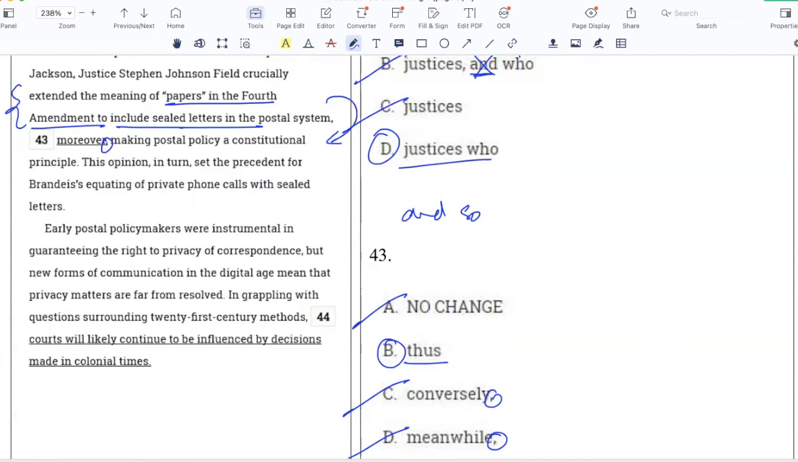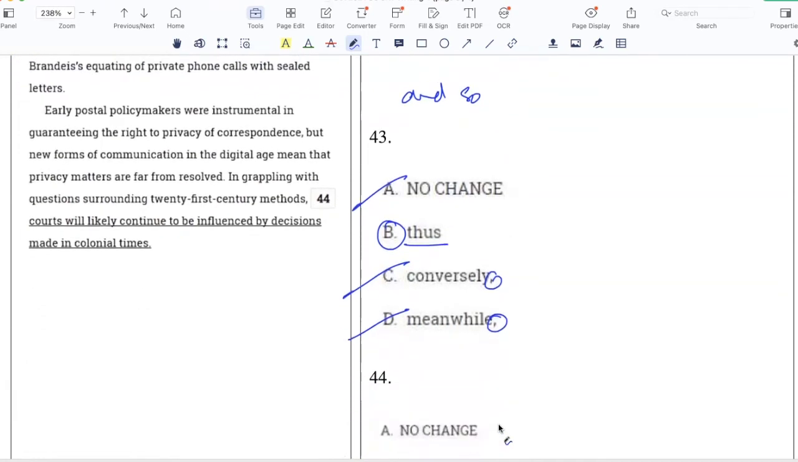This opinion in turn set the precedent for Brandeis's equating of private phone calls with sealed letters. Early postal policymakers were instrumental in guaranteeing the right to privacy of correspondence, but new forms of communication in the digital age mean that privacy matters are far from resolved. In grappling with questions surrounding 21st century methods, courts will likely continue to be influenced by decisions made in colonial times.